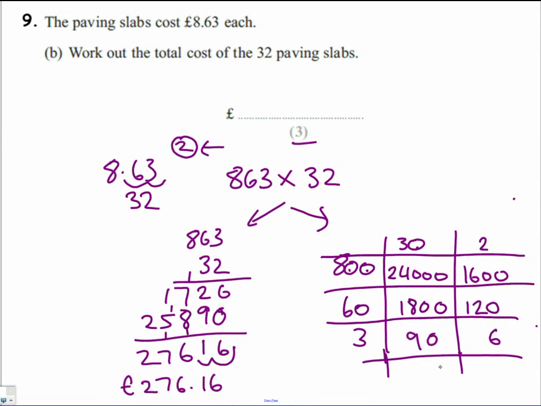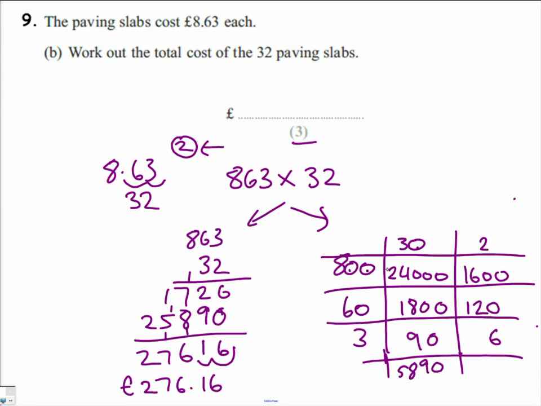0, 0, 0 is 0. 9, 0 and 0 is 9. 8 and 0 is 8. 4 and 1 is 5, and the 2 there. So 25,890. 6 and 0, 0 is 6. 2 and 0 is 2. 1 and 6 is 7, and the 1.